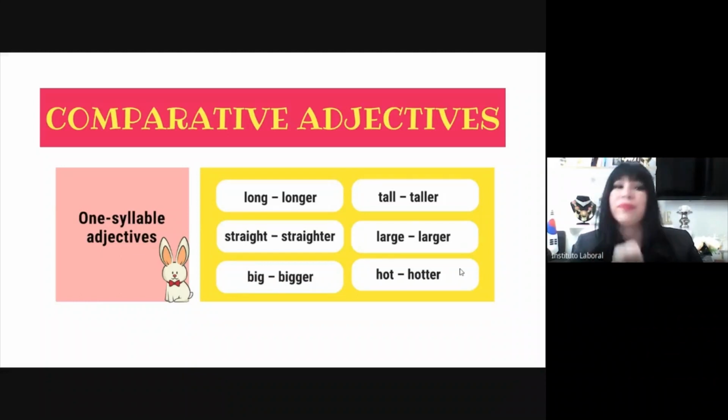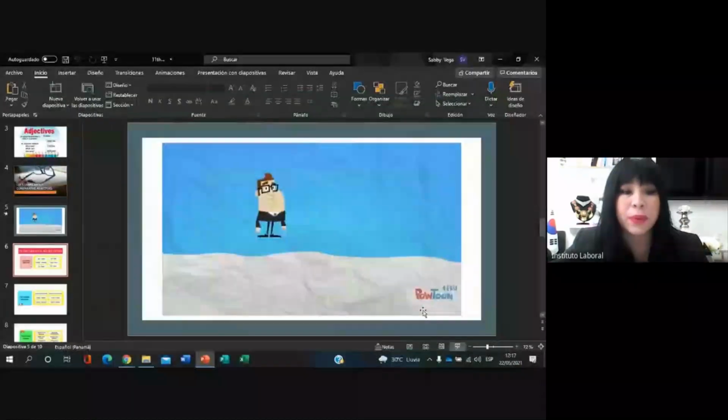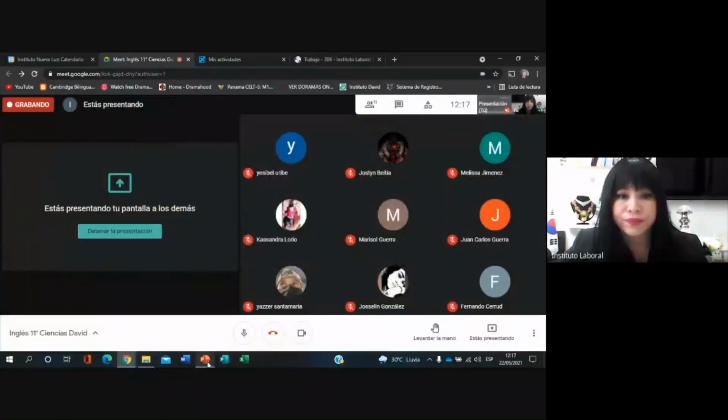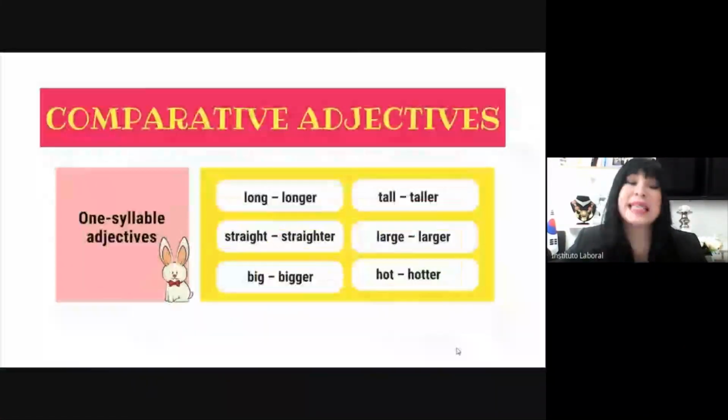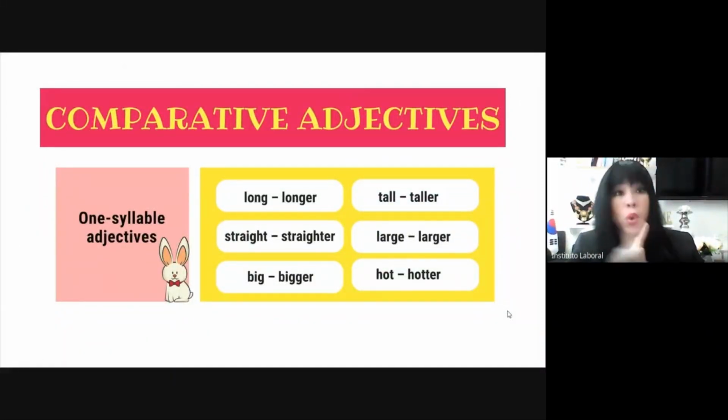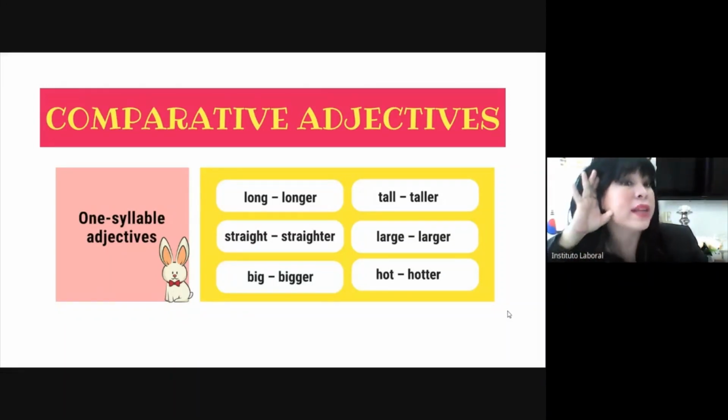Comparative, two. Okay, but now we have to pay attention to certain rules that exist in the English language. First rule is that we have to identify if the adjective is one syllable, two syllables, or more than two syllables. How do you identify a syllable in English? Well, syllables in English are divided by sound. Sound, not words, not letters.